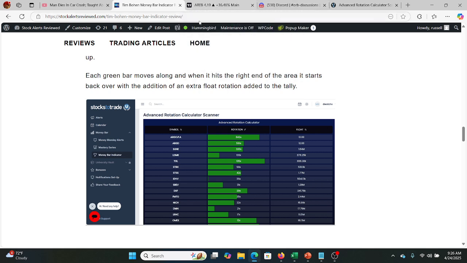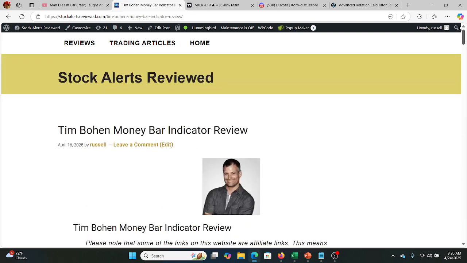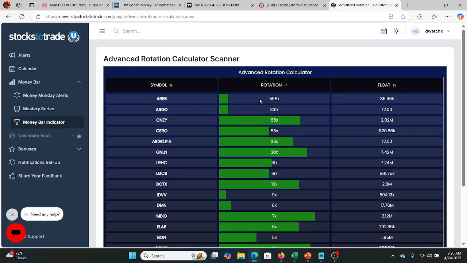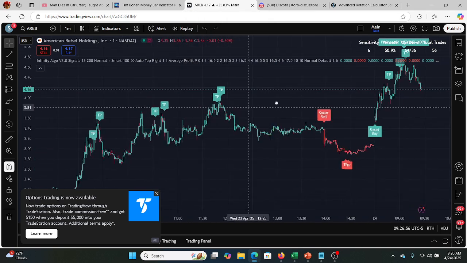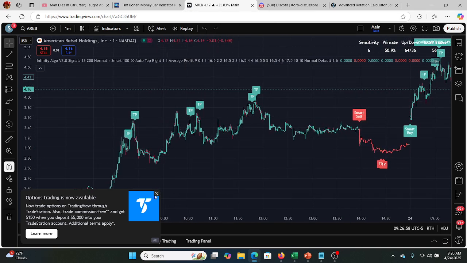So that's hopefully helpful, especially if you've just bought the money bar indicator. You might want to start thinking about how to use it. And this is how you use it. You find some of the top ones, bearing in mind what the float is. You look at the float rotation. Now, the timing is the hard part, right? Because this has already gone 558 times. The ones that I think might be the best are where it's only gone like a few hundred times, maybe 100 or 200x, and has some other technicals that are attractive to you, like, for example, a smart buy here. And the same thing actually happened with AREB the other day as well.